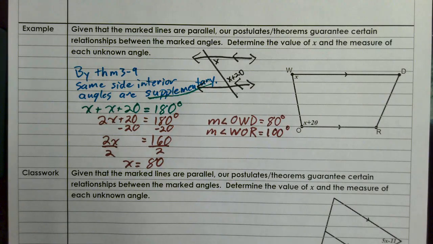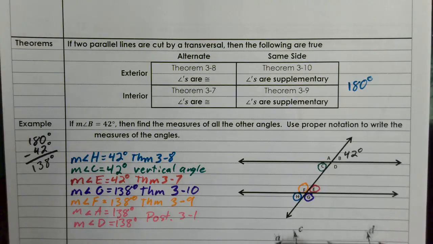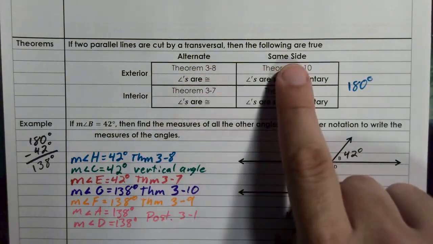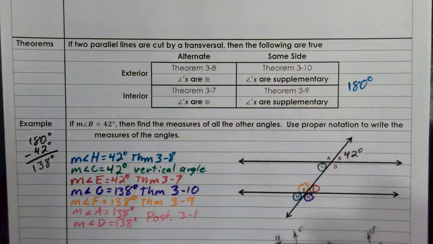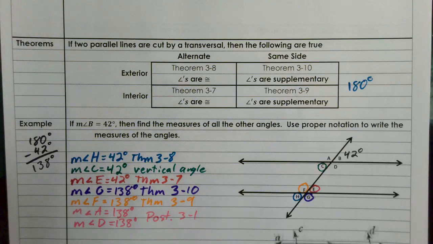To wrap up for today, the idea of this alternate exterior, same side interior, etc., this is the major thing that we're going to need. It's something that is going to come up over and over again in our work with geometry, and it's something that sticks with people for a long time. If you ask a lot of people, hey, do you know about same side interior angles? They're like, hey, yeah, I remember something about that. But it's your turn to learn about it.